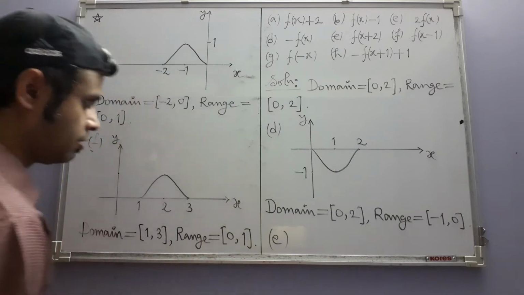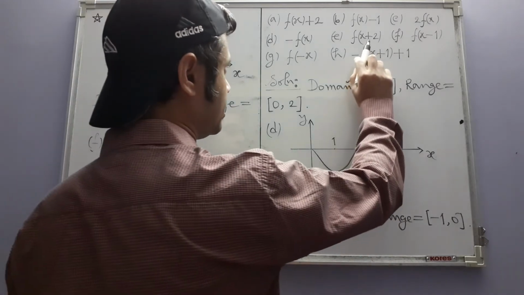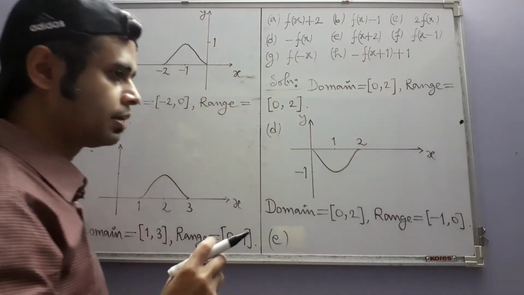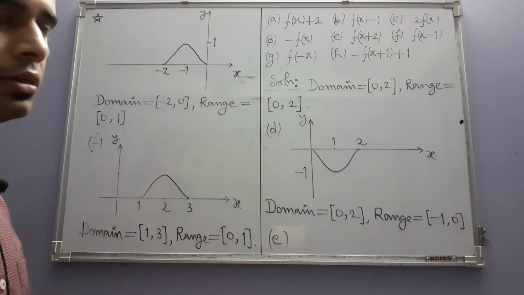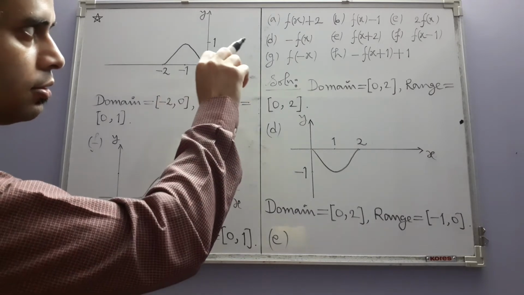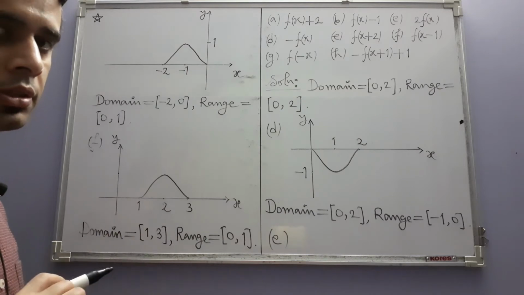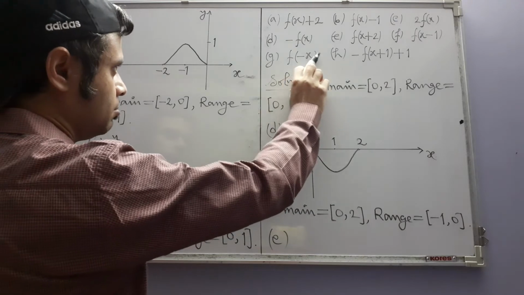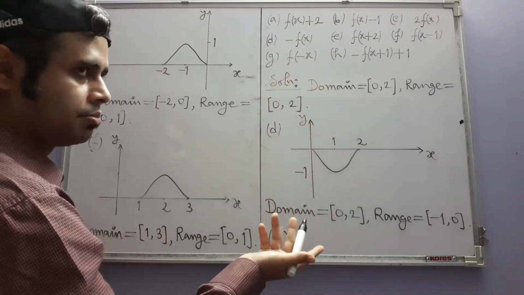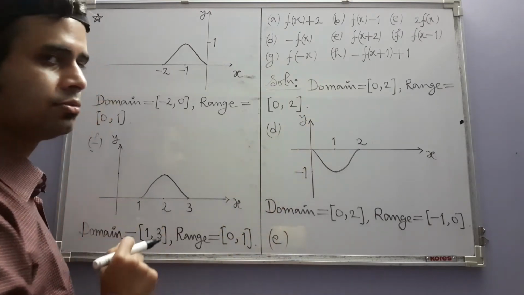It is still 0, 1. The range will not change in these two cases because we have not done anything to f as a whole from outside. What we have done is to the inputs x's on the inside. So before drawing this one, you can imagine that here also the domain will change, but the range will not change.